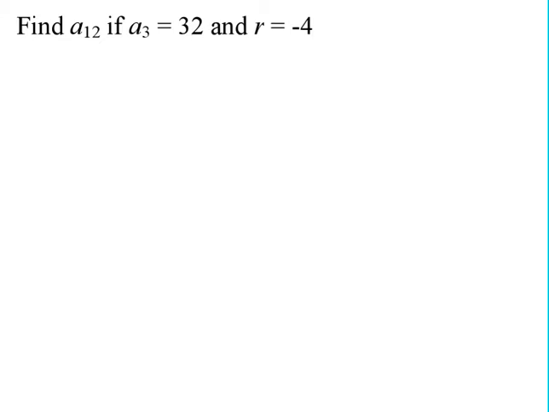All right, find a sub 12 if a sub 3 equals 32 and r equals negative 4. Now this one's different because in order to use our formula we need to know the first term, and we don't know the first term. But we do know r, figure it out. You can do this.